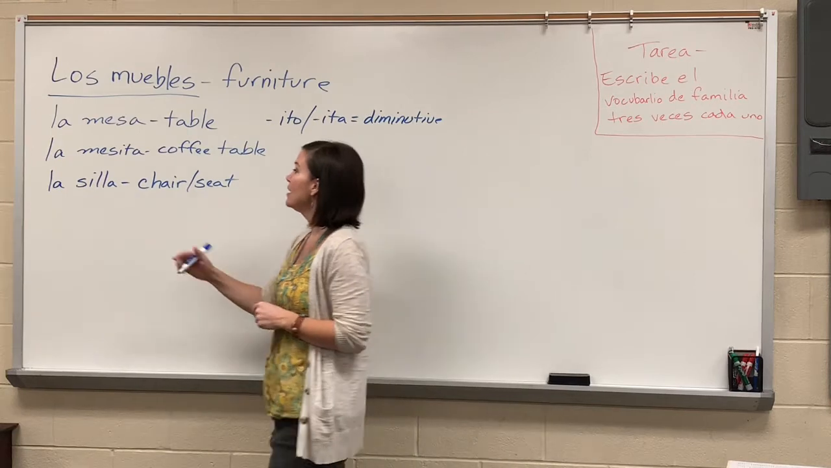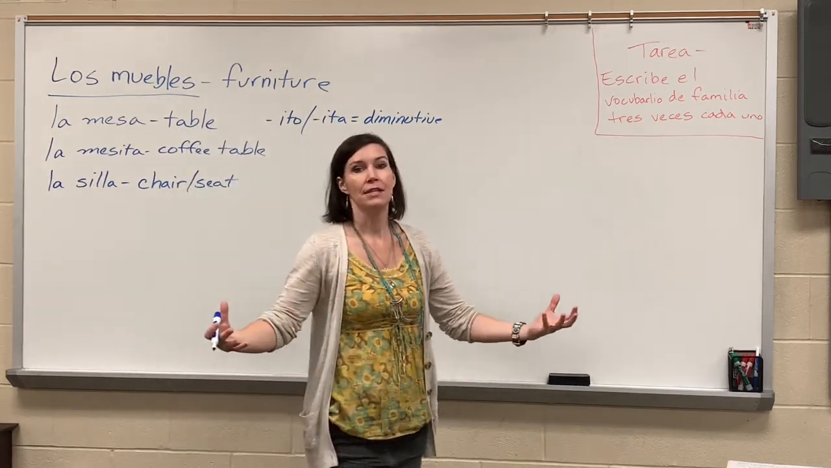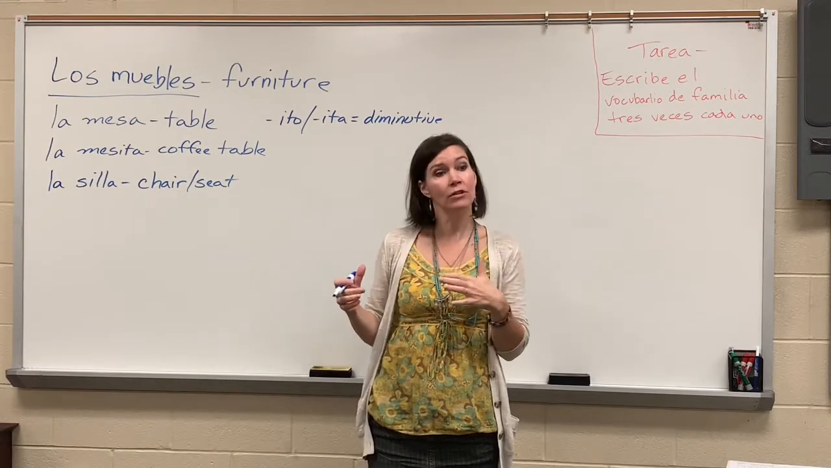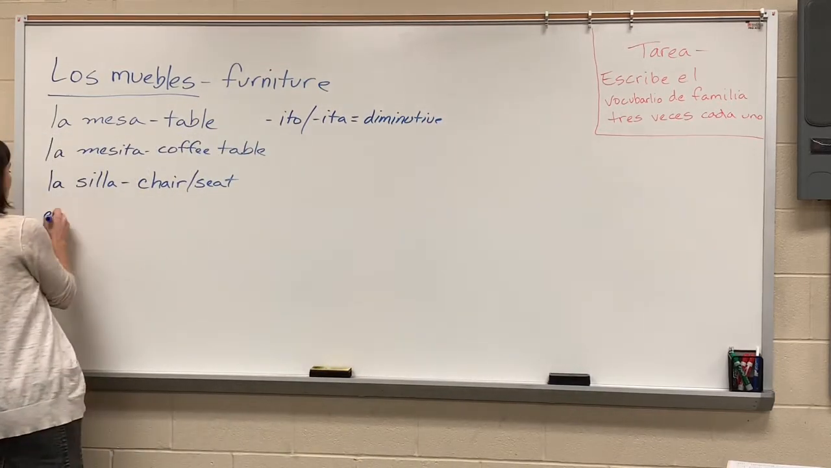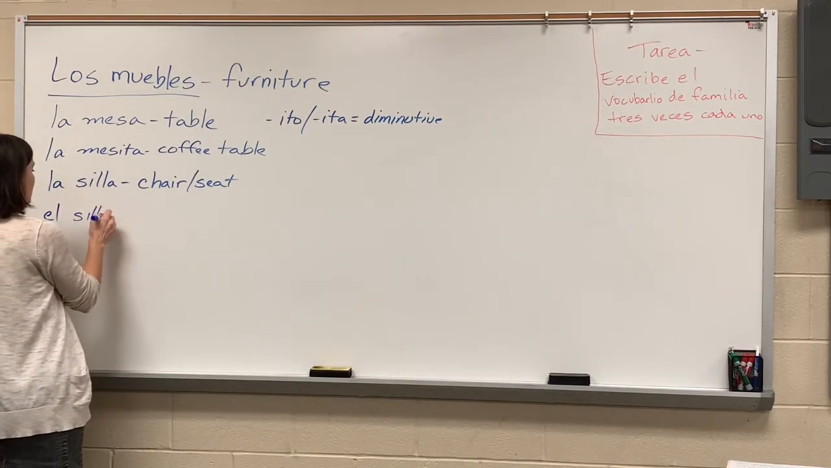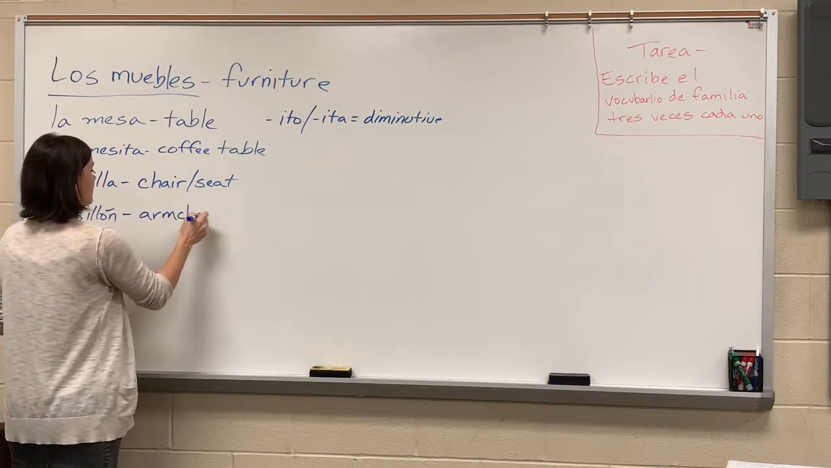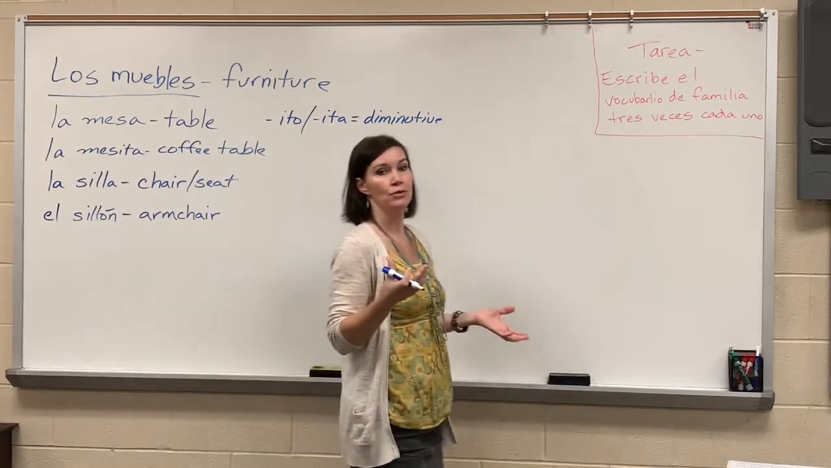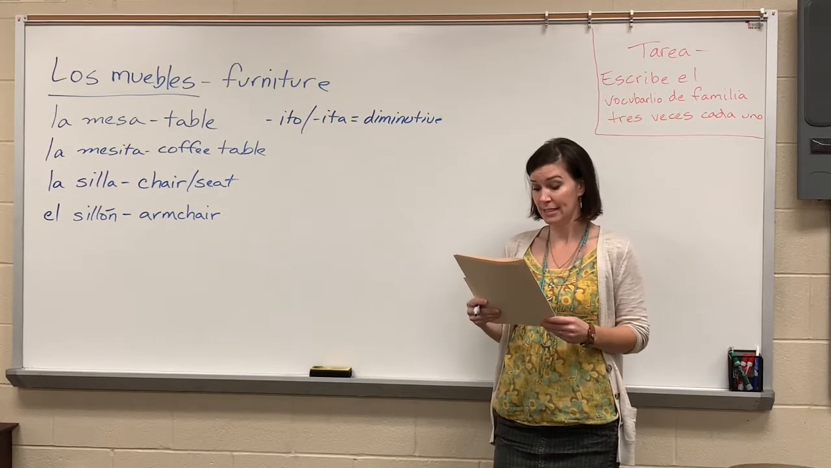Okay, and then if you have a big armchair, something that's bigger, you add ón on the end. So sillón is going to be an armchair. El sillón. That's an armchair. It's a silla grande, basically. Un sillón is an armchair, or el sillón.